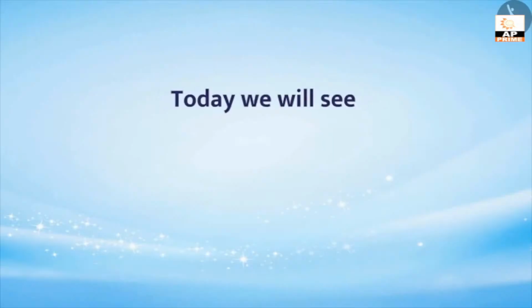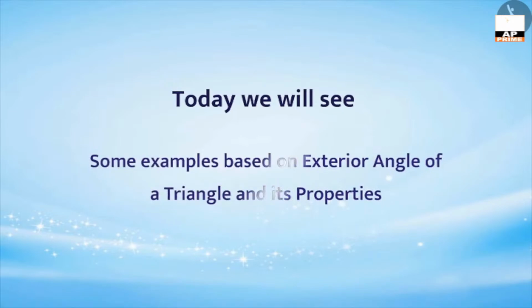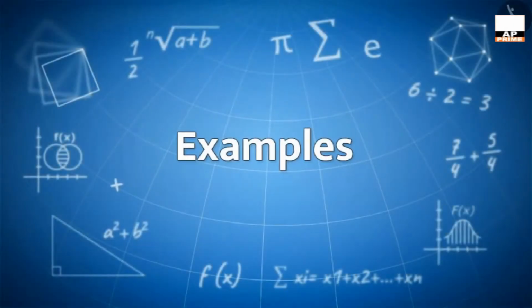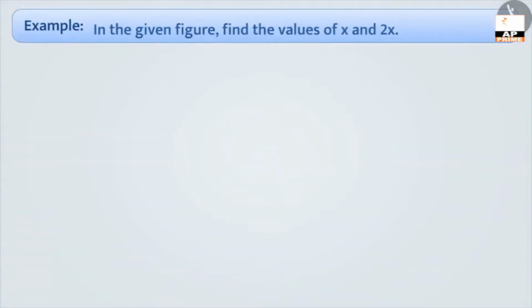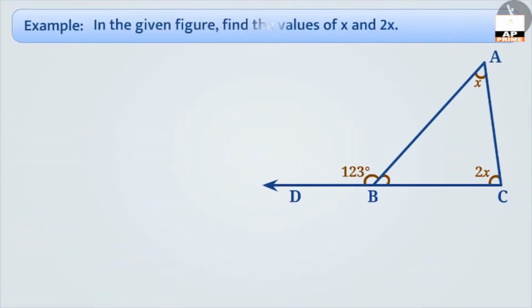Today we will see some examples based on the exterior angles property of a triangle. Find the values of x and 2x in the given figure.